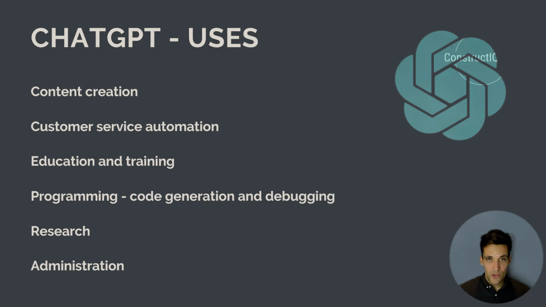The biggest uses of ChatGPT at the moment are things like content creation. So asking it to write a report, write an essay, write a blog post, write a social media post. You can ask it to create text-based content. It can be used to automate customer service interactions. So if you ever go on a website and you see a chat box that pops up and says, "Hello, can I help you with anything?" ChatGPT can do that.